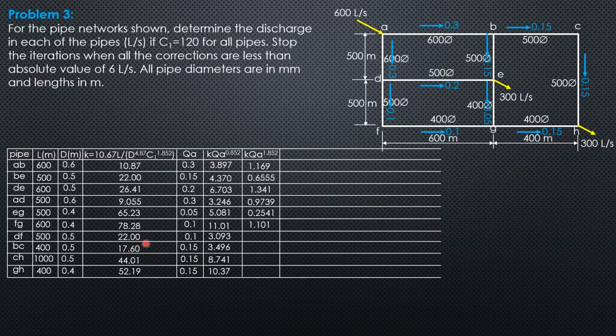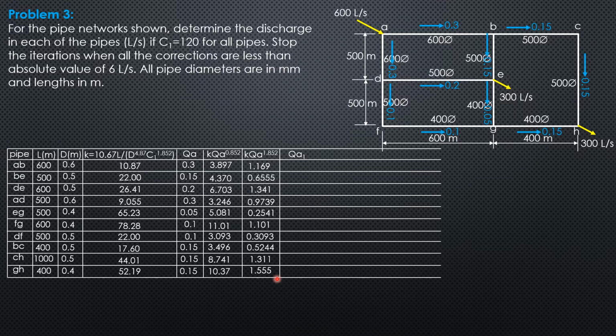22 times 0.1 to the 1.852 is 0.3093. 17.6 times 0.15 to the 1.852 is 0.5244. 44.01 times 0.15 to the 1.852 is 1.311. 52.19 times 0.15 raised to 1.852 is 1.555.